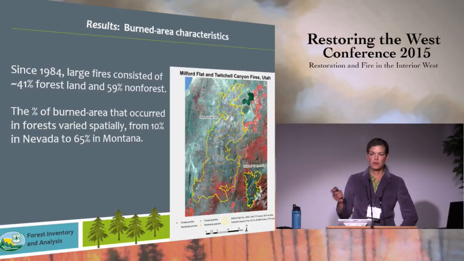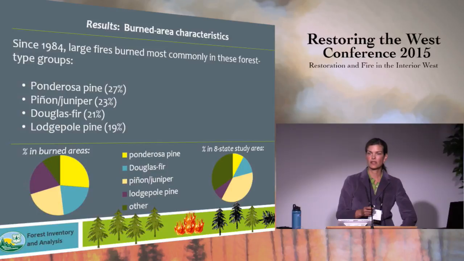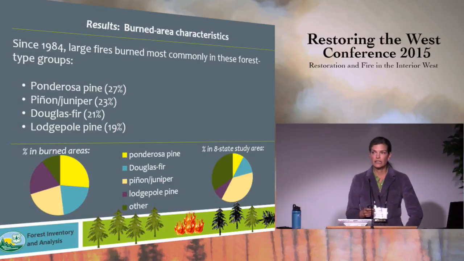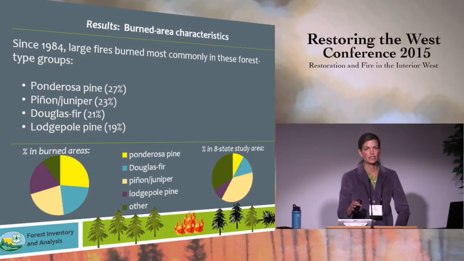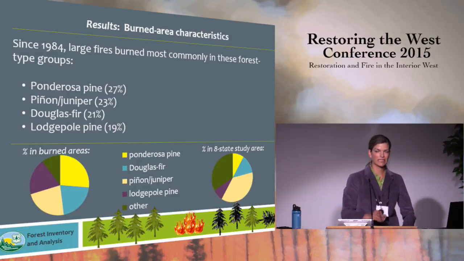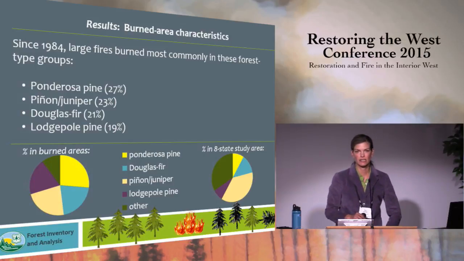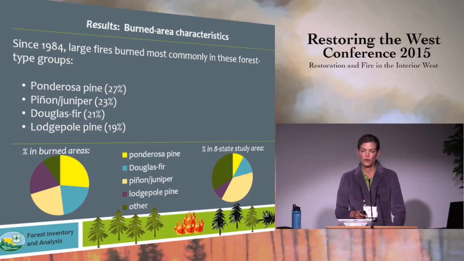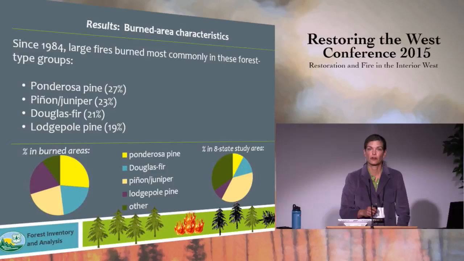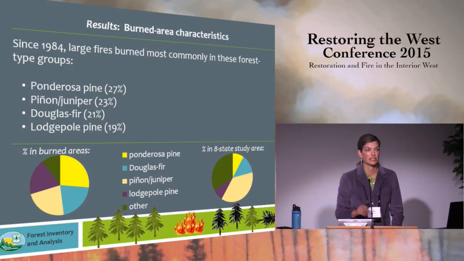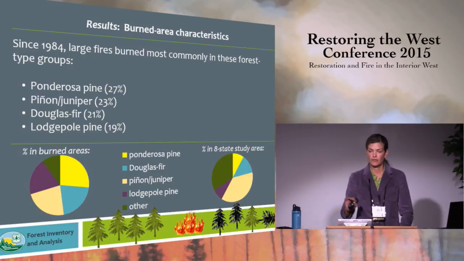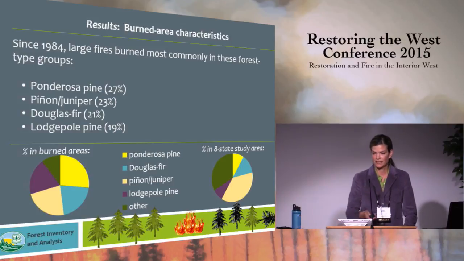These 4 forest types, ponderosa pine, pinyon juniper, Douglas fir, and lodgepole pine, were the most commonly burned. Again, those are the most common ones in our 8 states. However, their proportion within the burned areas was not completely comparable to their proportion across the landscape in general. So in general, the ponderosa pine, Douglas fir, and lodgepole pine burned in greater proportion than you might expect based on their distribution across the landscape. And for pinyon juniper, the opposite was true.